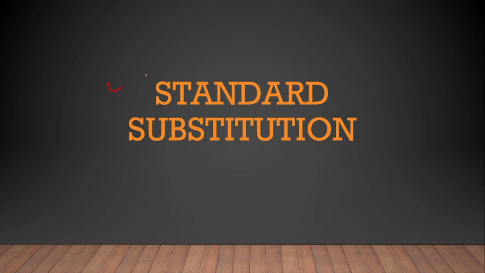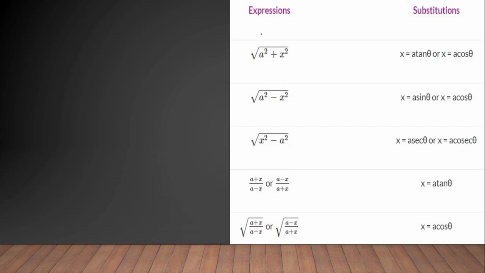So let's start. What is standard substitution? If we have a function, we can substitute the function of x in our convenient way, so that the solution will be much easier. Okay, let's see the expression. These are the expression, that is root under a square plus x square. If we put x equals to a tan theta and x equals to a cos theta, we can put both types.